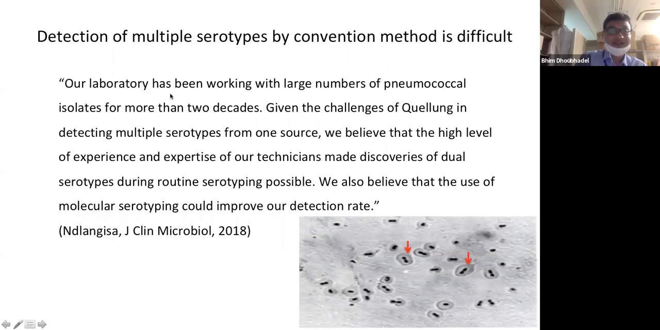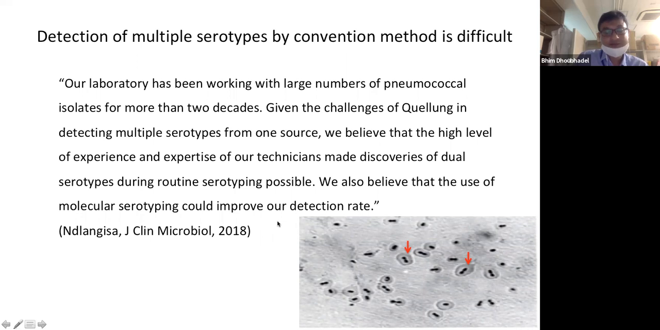Our laboratory has been working with a large number of pneumococcal isolates for more than 2 decades. Given the challenges of detecting multiple serotypes from one source, we believe that the high level of experience and expertise of our technicians made discoveries of dual serotypes during routine serotyping possible. They say discoveries, right? And we also believe that the use of molecular serotyping could improve our detection rate.